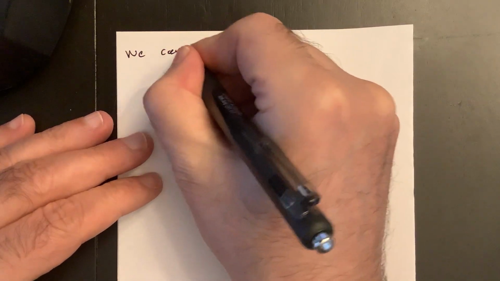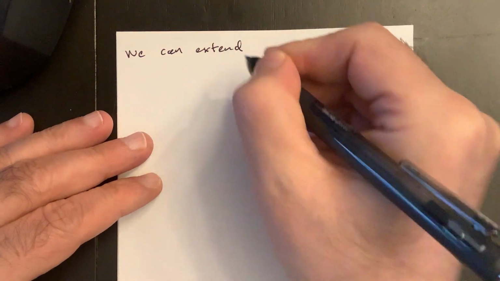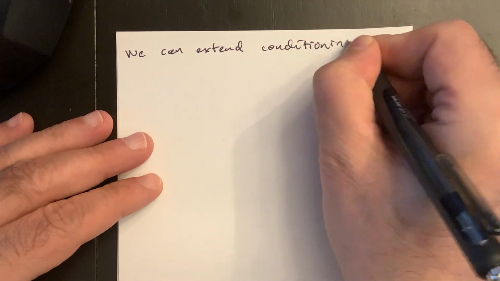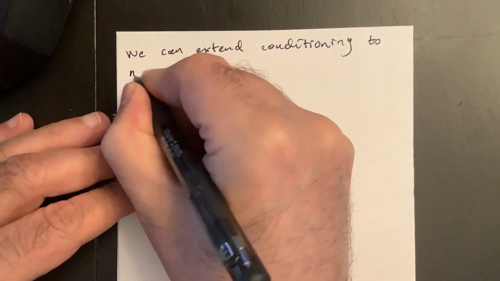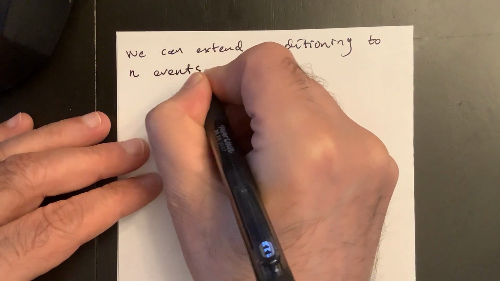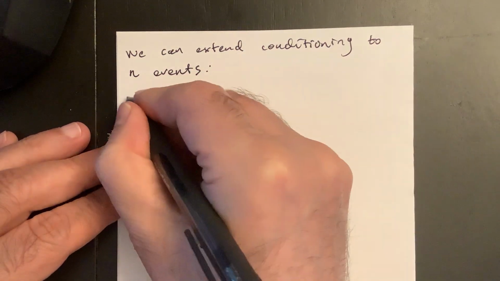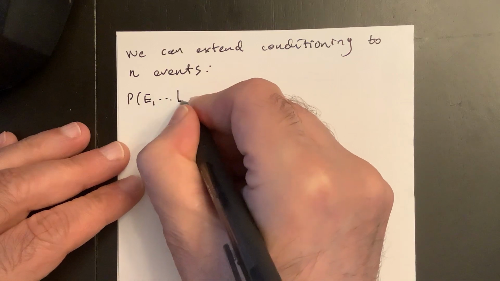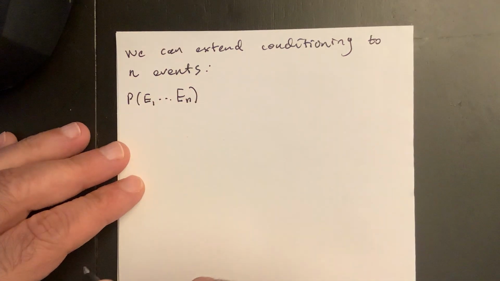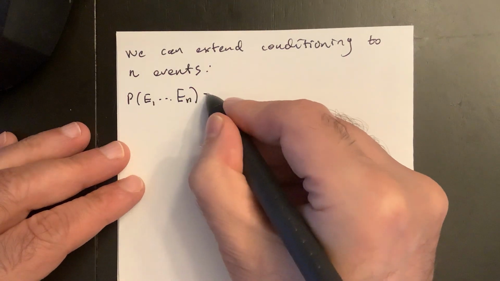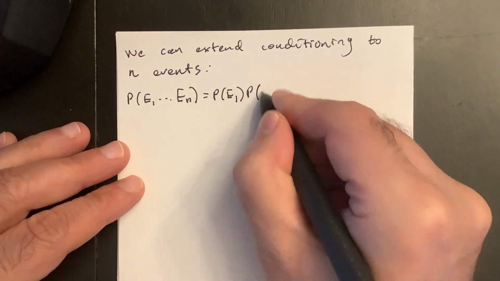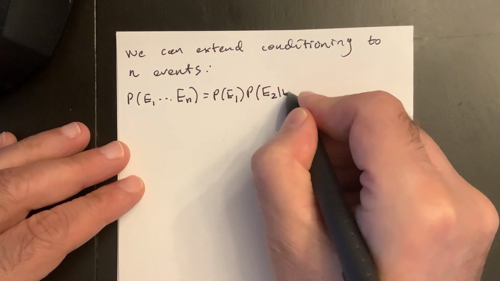Okay, well, we can extend this conditioning, let's call it, to n events. We just write the probability of the intersection. I'll just write it this way with dots. This is the intersection of n events. It's just the probability the first event happens times the probability the second event happens, given the first happens.